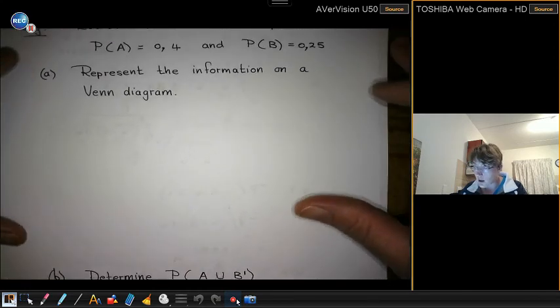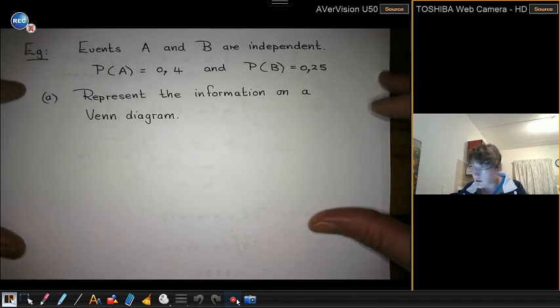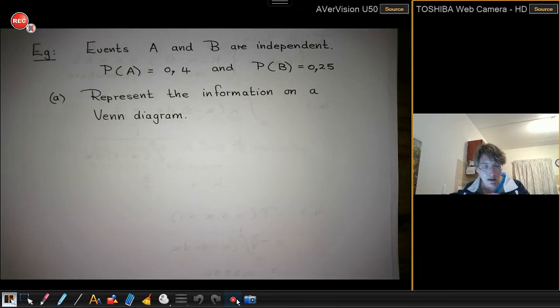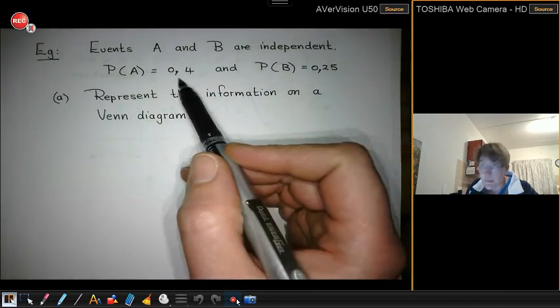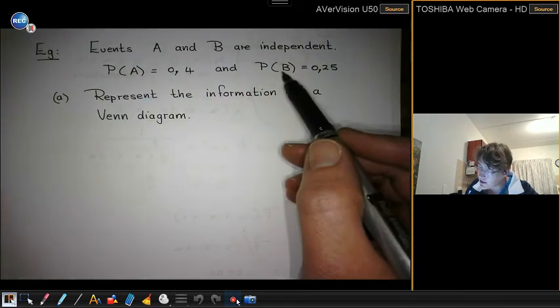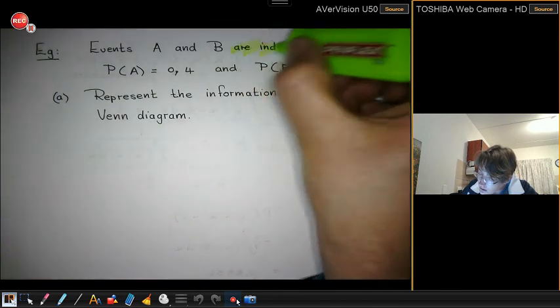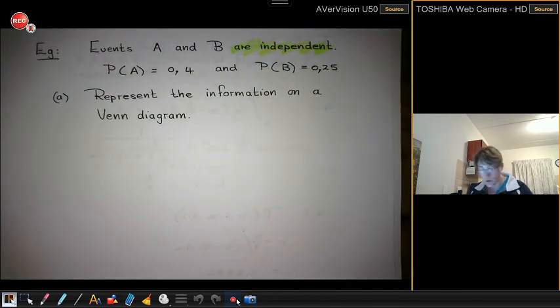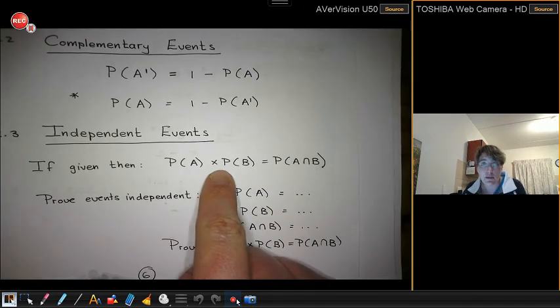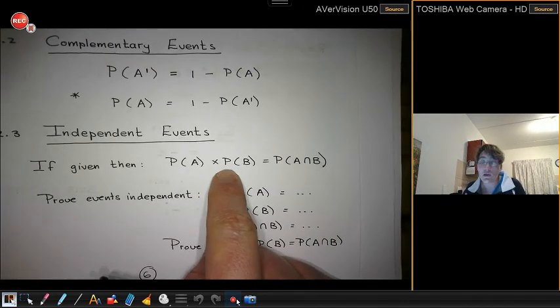We're going to do a couple of examples just on these mutually exclusive events and independent events. Now the first one says, events A and B are independent. The probability of event A happening is 0,4 and the probability of event B happening is 0,25. Now the fact that they gave you that the two events are independent means you can start with this statement right there. We can start with that because it's given. I don't have to prove it, I can just use it.